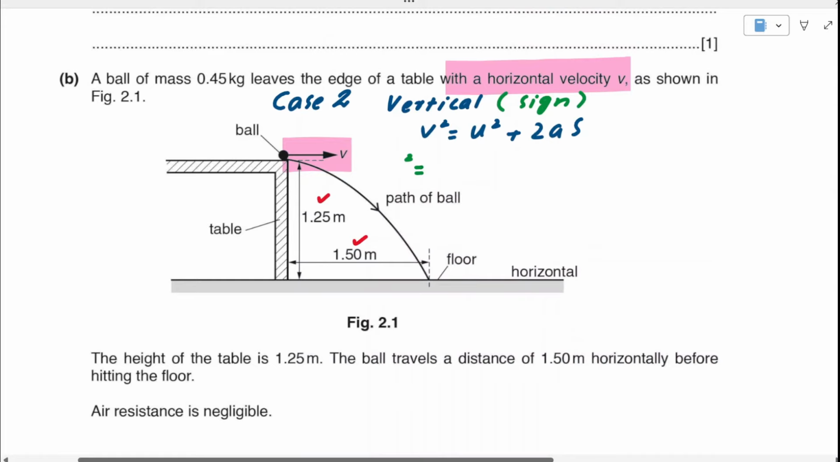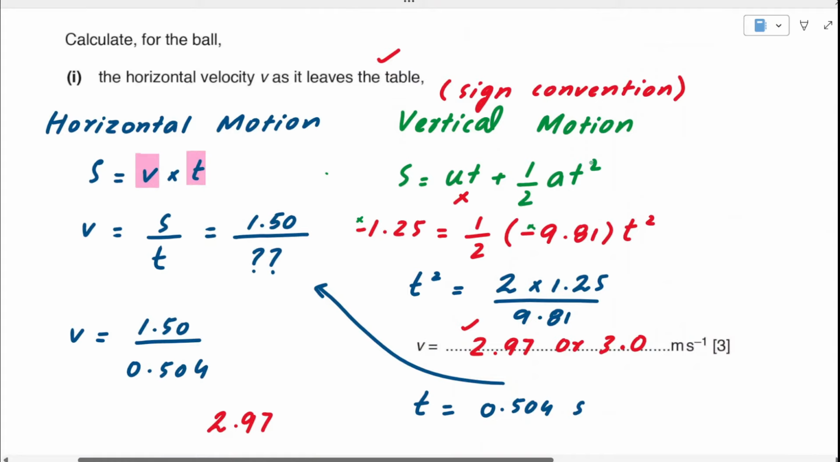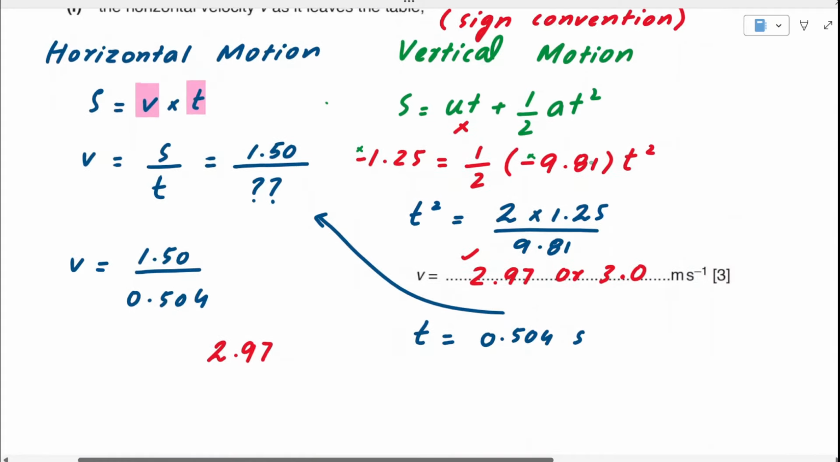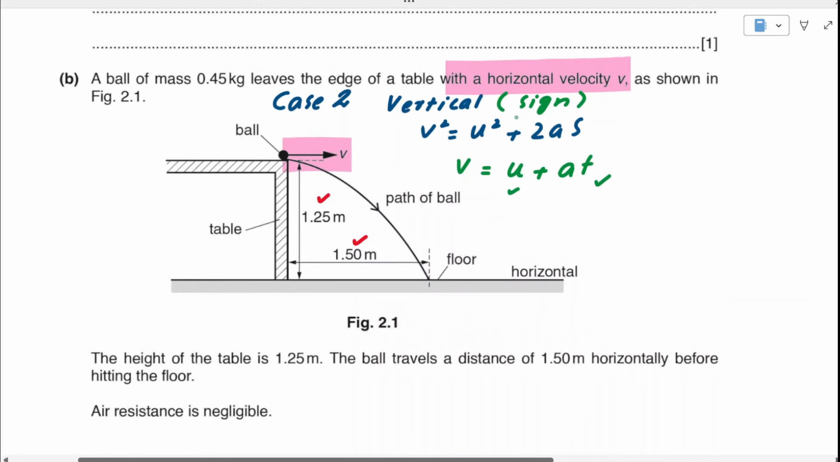Or if we use, let's say we can use this one also, v equals u plus at. Do we have the value of t? Do we know how long it takes for the ball to reach here? 0.504 seconds. So the value of t is given. Do we have the value of u, the initial vertical velocity? Yes, we do have.